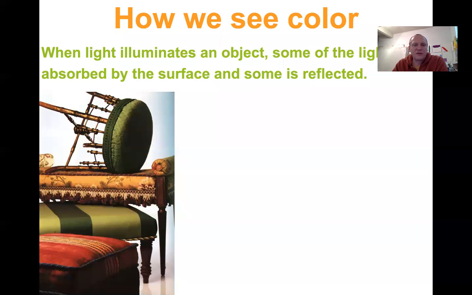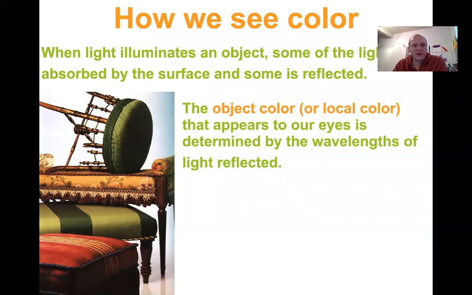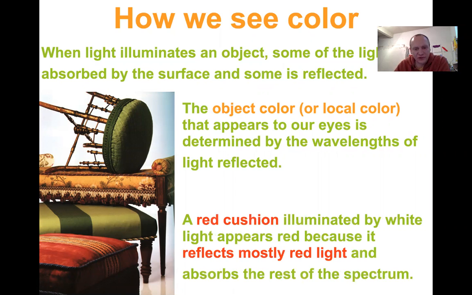So how we're seeing color. The object color, or what we would call the local color, that appears to our eyes is determined by the wavelengths of light reflected. So a red cushion illuminated by white light appears red because it reflects mostly red light and absorbs the rest of the spectrum. So if I shine a light down on red fabric and everything else bounces off that except red, we're seeing a red cushion. Everything's absorbed except red. So what's bouncing back to our eyes is red.